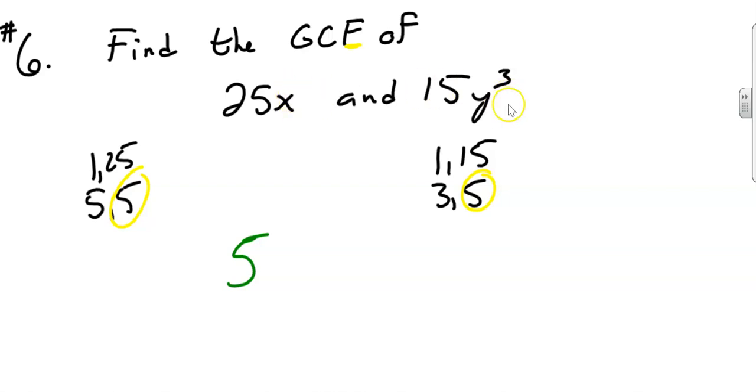x has 1 here. There's no x's in this one, so we don't do anything with the x. This one has a y. This one doesn't, so there's nothing there. So 5 would just be your greatest common factor.